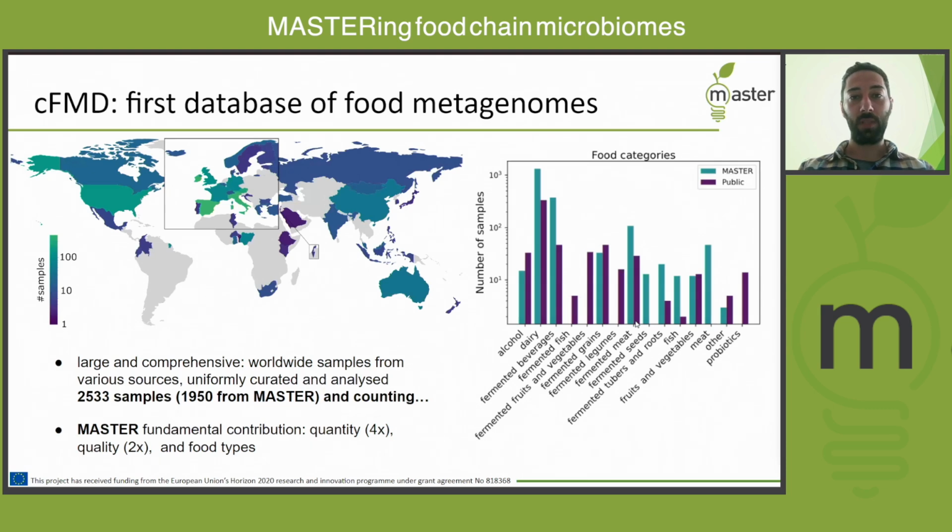So we built the first database of food metagenomes, CFMD, which is large and comprehensive, including over 2,500 samples from all over the world, almost 2,000 of which coming from the MASTER partners. We have samples from more than 50 countries, 5 continents, and from very various food sources. And the MASTER contribution was fundamental not only in terms of quantity of samples, but also in the increase of quality, that is to say, the information per sample, and also from food types, since we are now able to study foods that weren't available before.